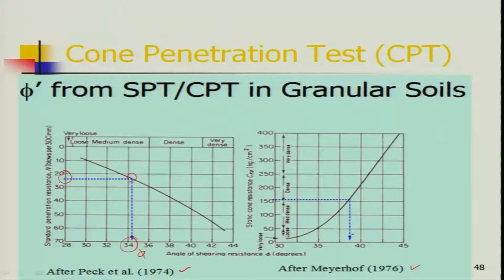Similarly for static cone resistance, here I put very loose, loose, medium dense, dense and very dense. Once you get your static cone resistance value, you can extrapolate and get the value of angle of internal friction phi. That means I am getting many parameters from here: from SPT N as well as cone resistance Qc, I can get phi, I can get E, I can also get Cu value.